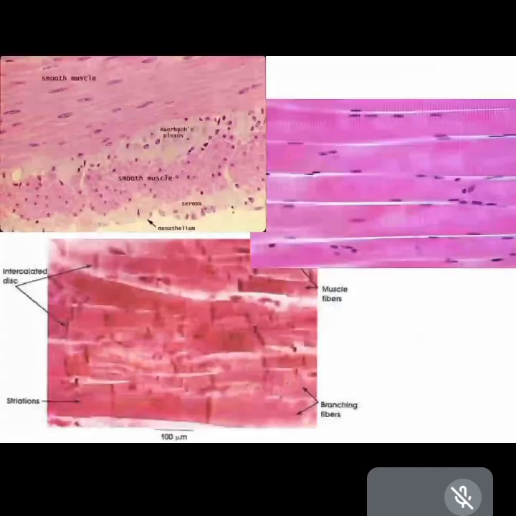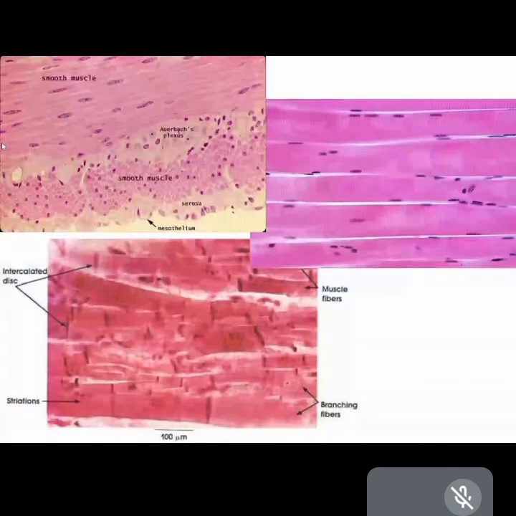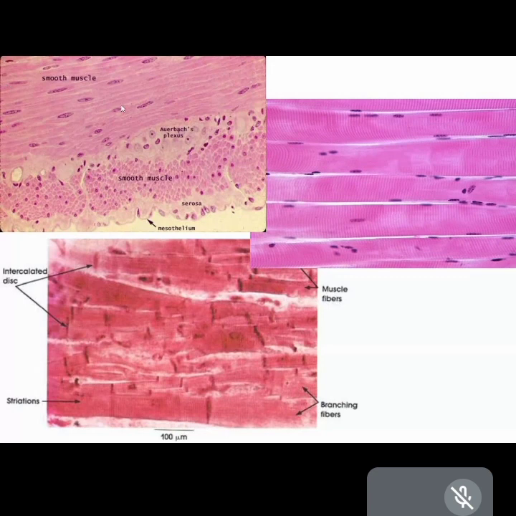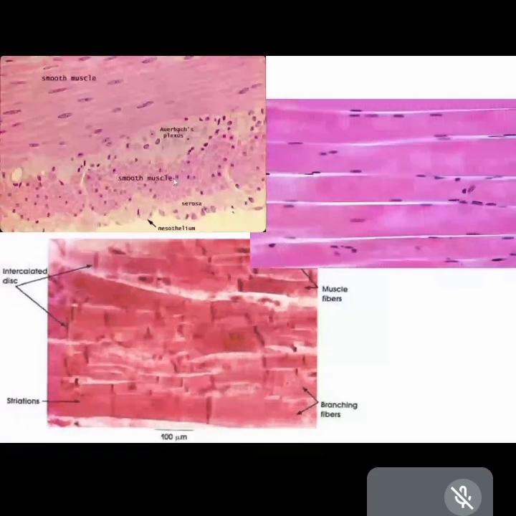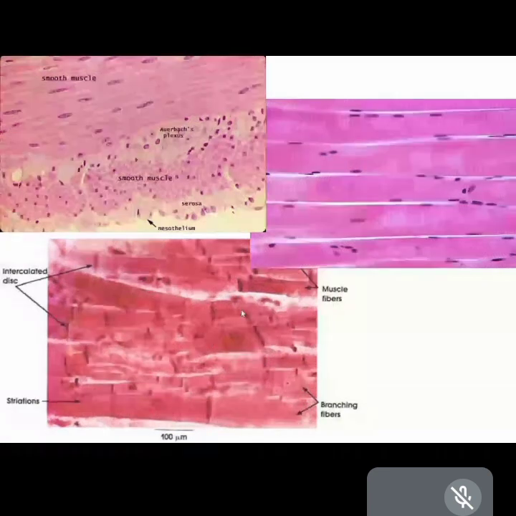Okay. So here, on the upper left of your image is the intestine. So the smooth muscle part is here. Our vas flexus, smooth muscle, serosa, and the mesothelium. And then this one here, this is the cardiac muscle. So as you can see, this is an individual muscle fiber.